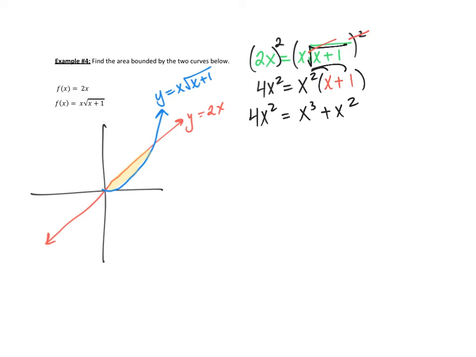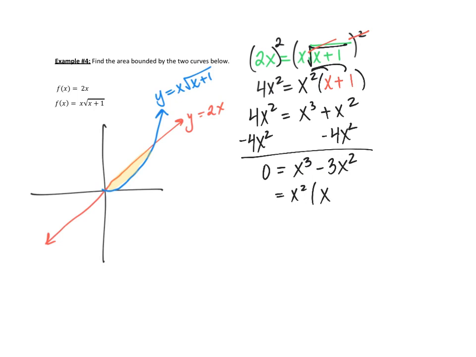And to solve that, we're going to set it equal to 0. So I'm going to minus the 4x squared with this x squared. And I get 0 equals x to the third minus 3x squared. And take out a GCF of x squared. And I'm left with x minus 3. Set each piece equal to 0. This would be 0, and this would be 3. So it looks like where they intersect over here is at x equals 3 and at x equals 0.